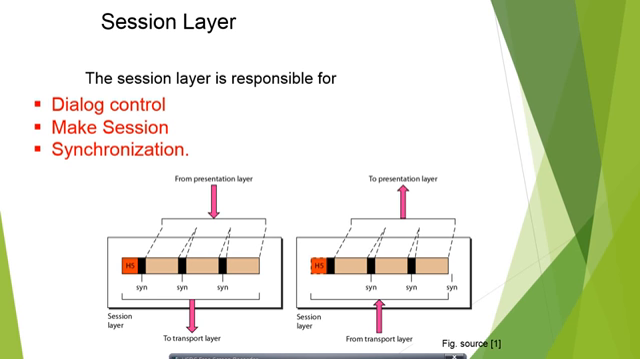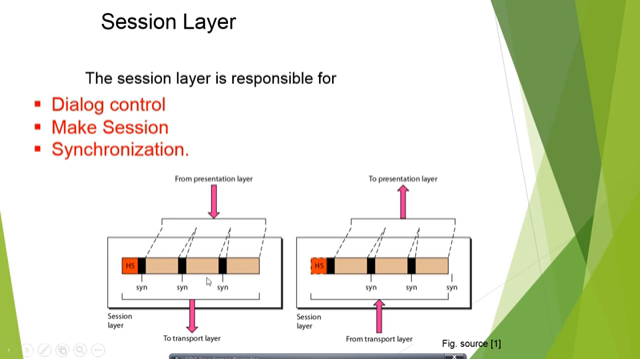Now synchronization. The session layer allows a process to add checkpoints or synchronization points to the stream of data. So why are these checkpoints added? These checkpoints help in resending the data after a certain synchronization point in case of a crash during the transmission.